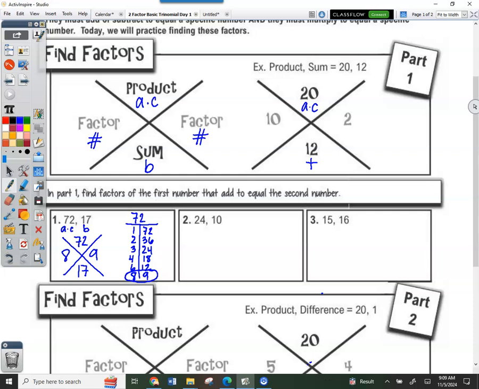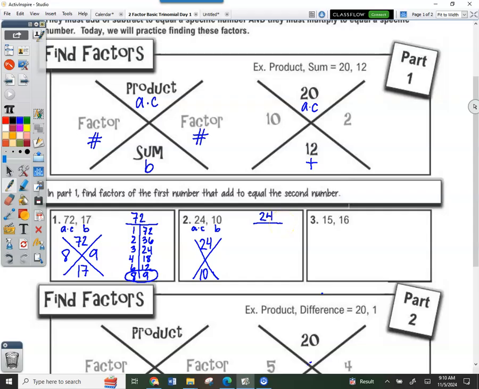Ready? 24 and 10. So this is your A times C. This is your B. Let's fill it in. So the product is 24. The sum is 10. We're going to work with the factors of 24. Come over here. Now I'm going to show you another technique.